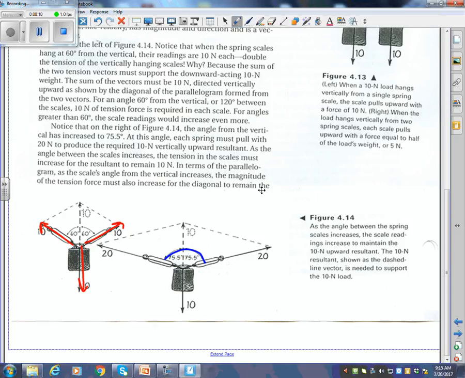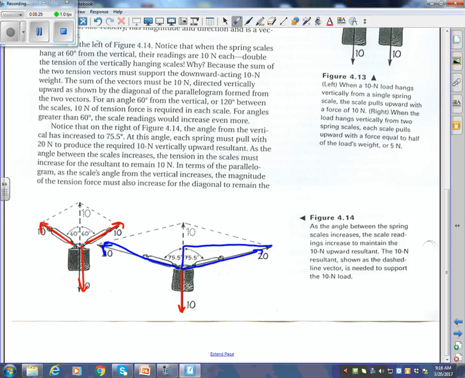So what's going on here? Okay, I'm going to look at this picture here, get rid of that blue there. If you've got 10 newtons down, you have to have a total of 10 newtons up. But because this is at such an angle, like that, there is this component. So we'll call this one T1, and we'll call this one T2. That should be capitals. T1 and T2, tension 1 and tension 2.